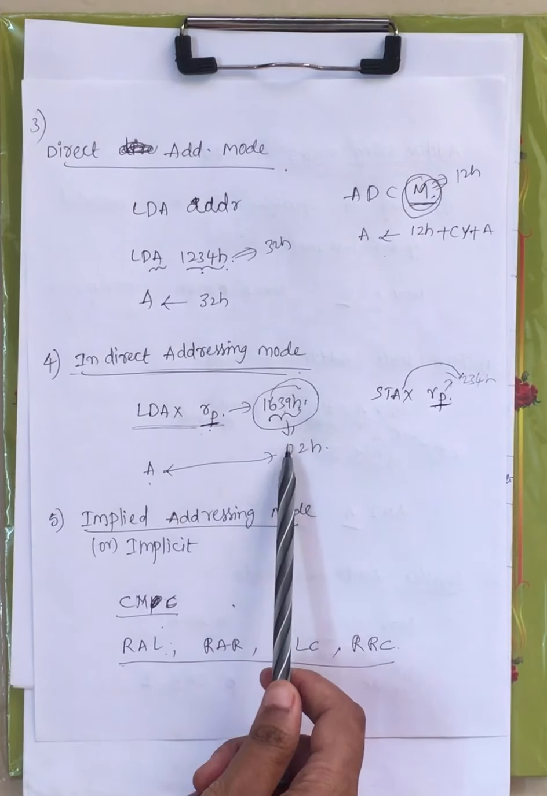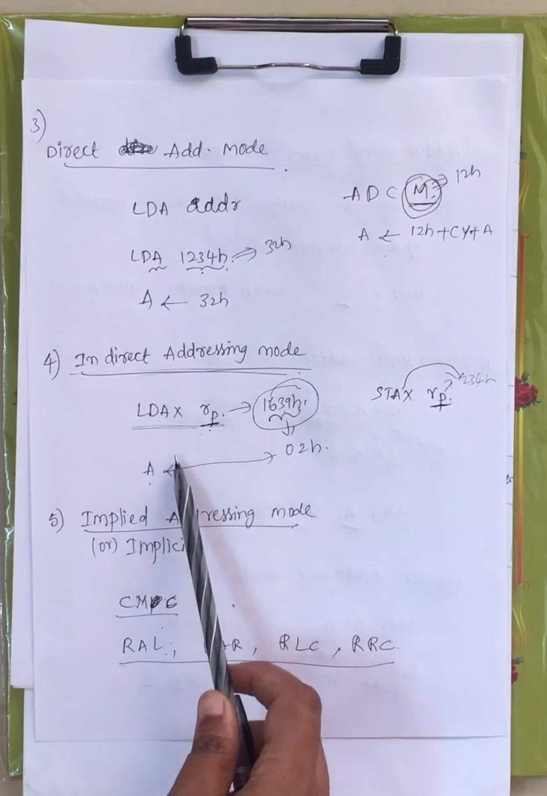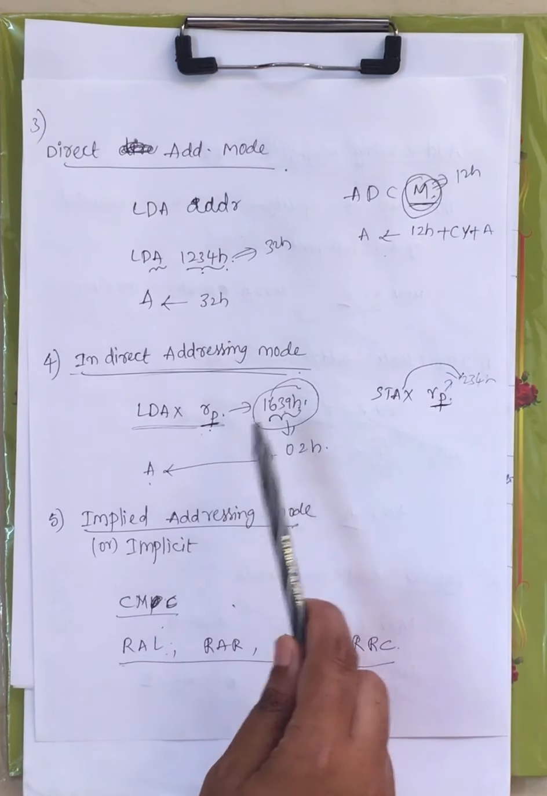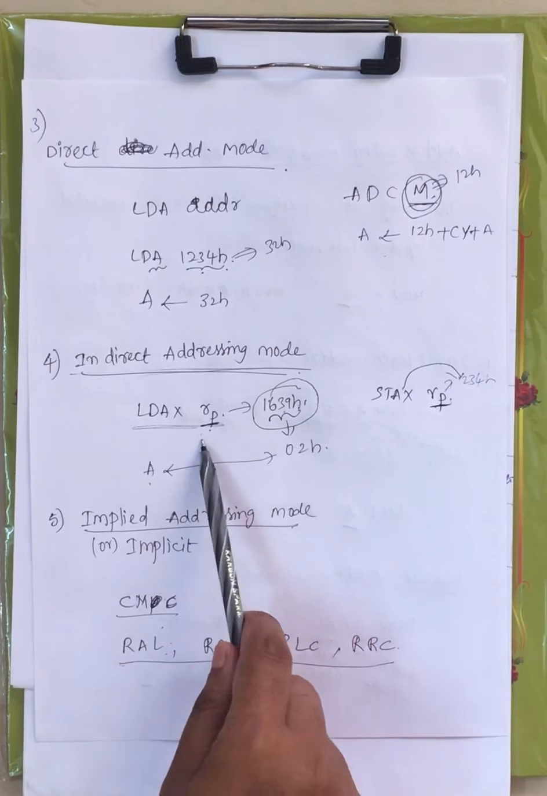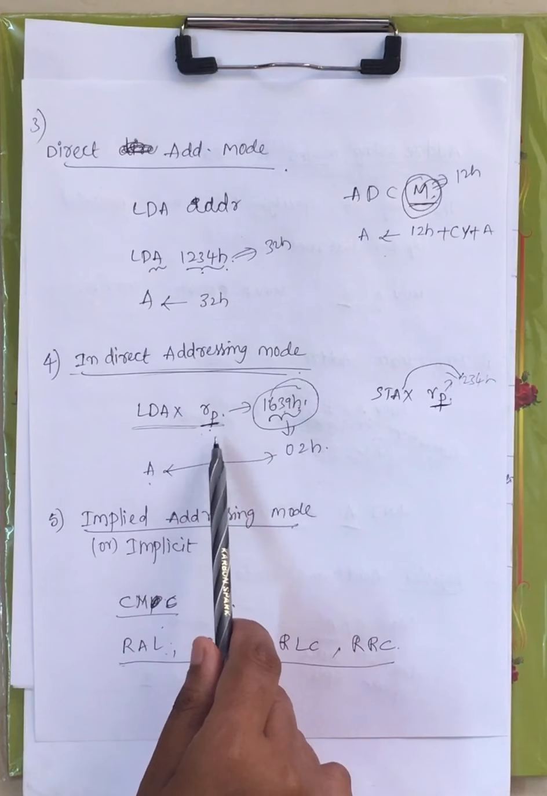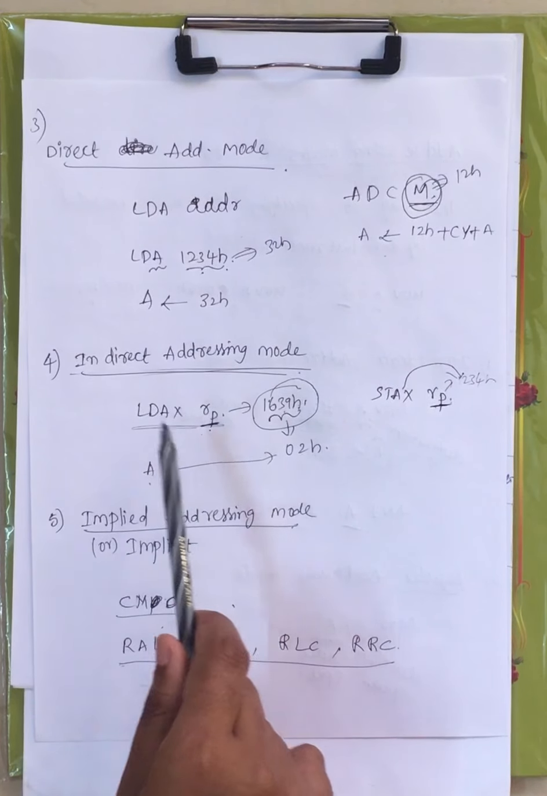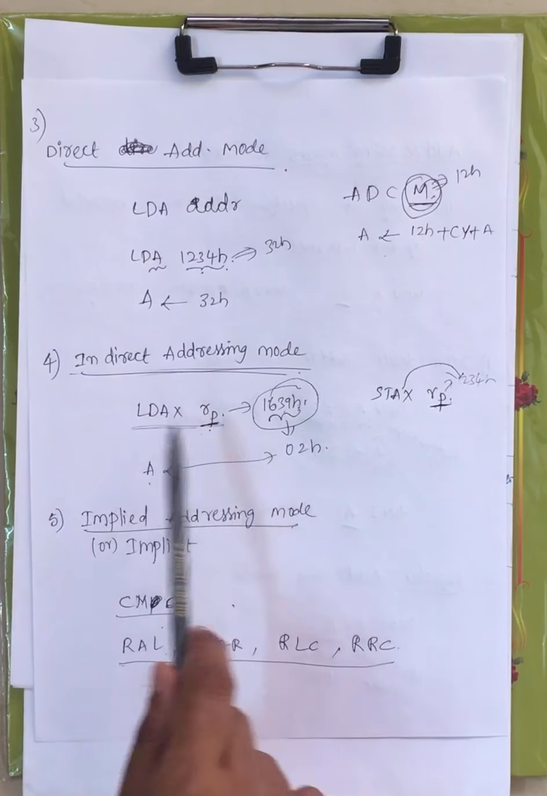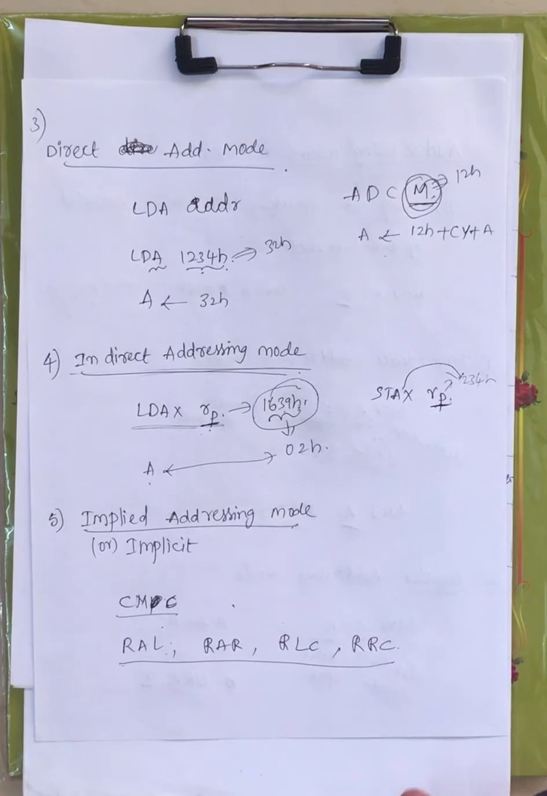If the source operand is a register pair that is pointing to some memory location, that comes under the category of indirect addressing mode, because here we are pointing to a memory location by the register pair. Directly we are not mentioning the memory location in the given instruction. We are pointing to a memory location by a register pair in an indirect manner. That's why it is called indirect addressing mode.